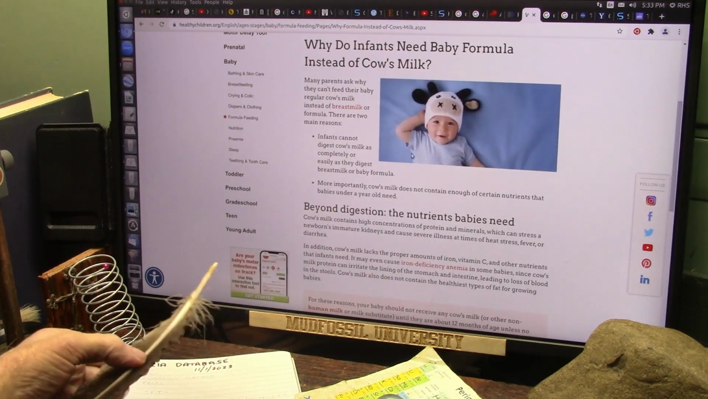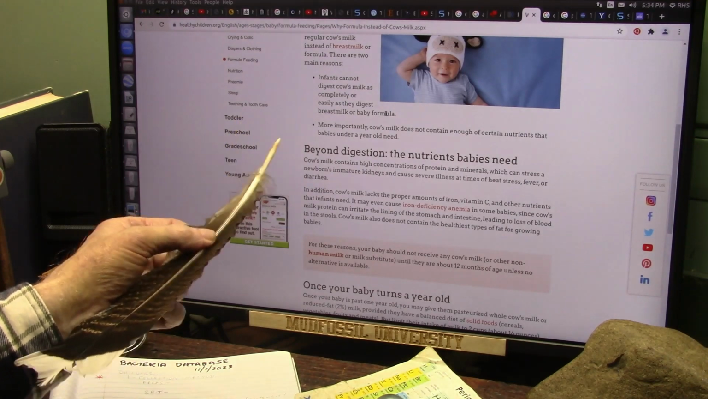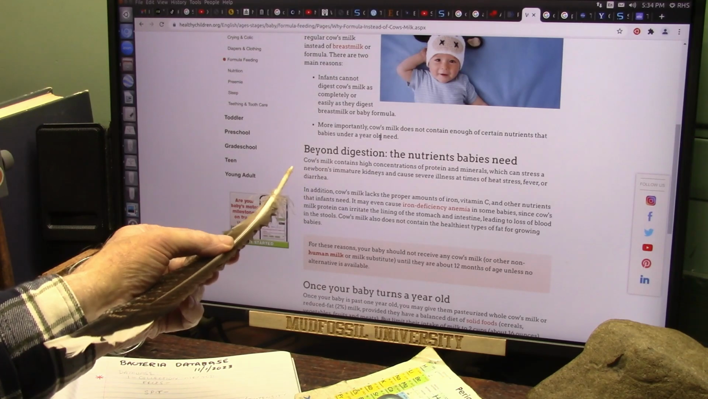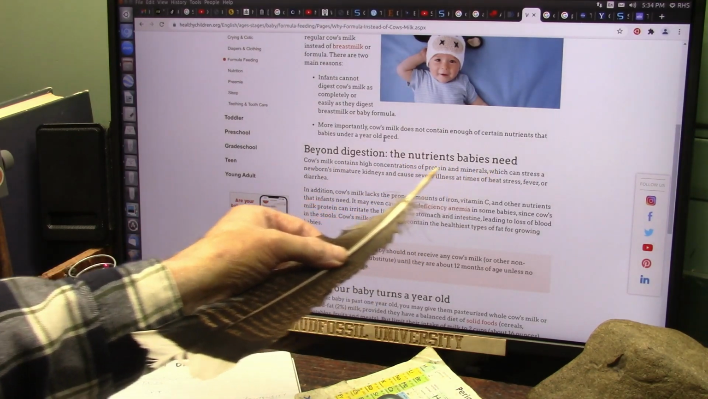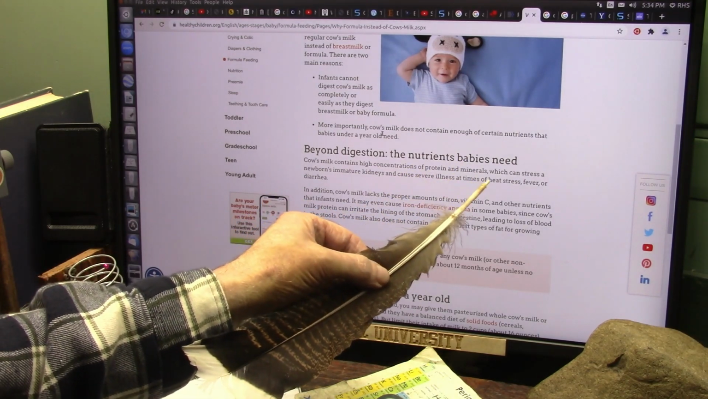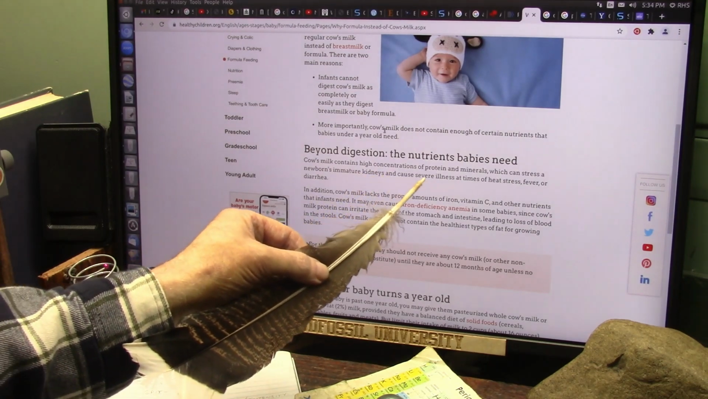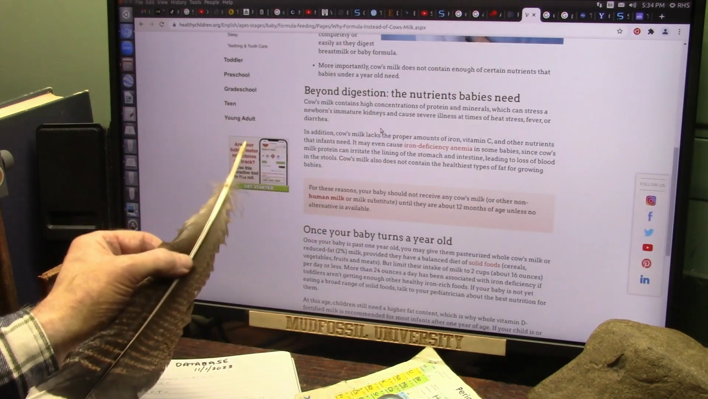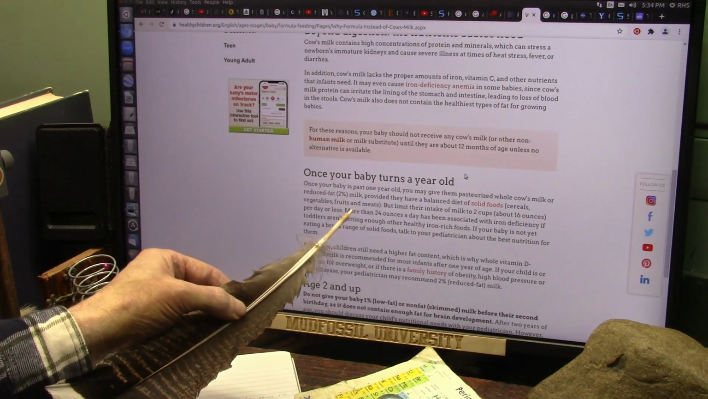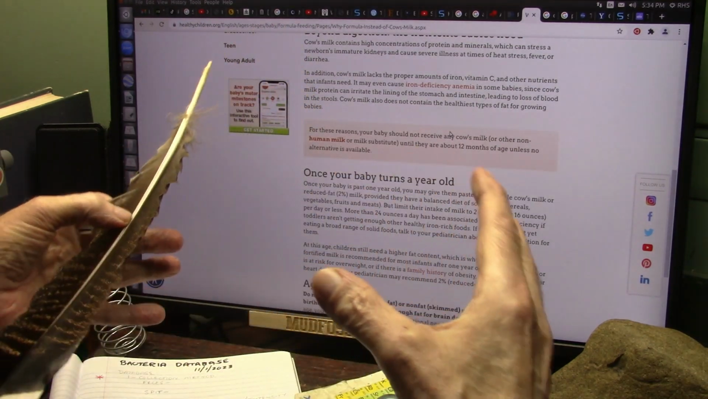And they know that it can severely damage a baby by not having the correct nutrition, just like anybody else. So it's beyond digestion, nutrition that babies need. Cow's milk contains high concentrations of certain proteins and minerals. It can stress a newborn's immature kidney, and cause severe illness. So, now they're talking about once your baby turns a year old, and then how the digestive system is supposed to change.